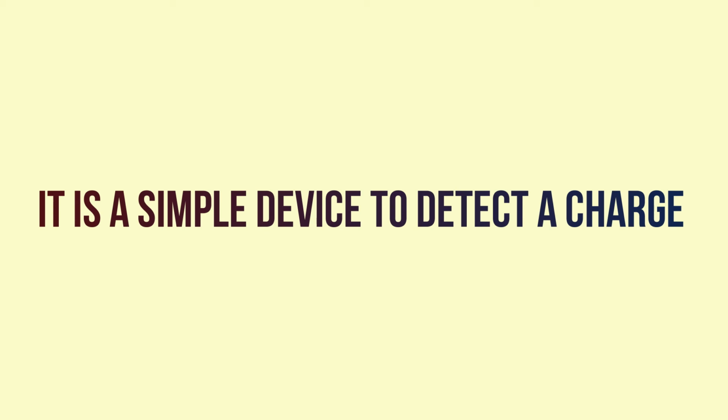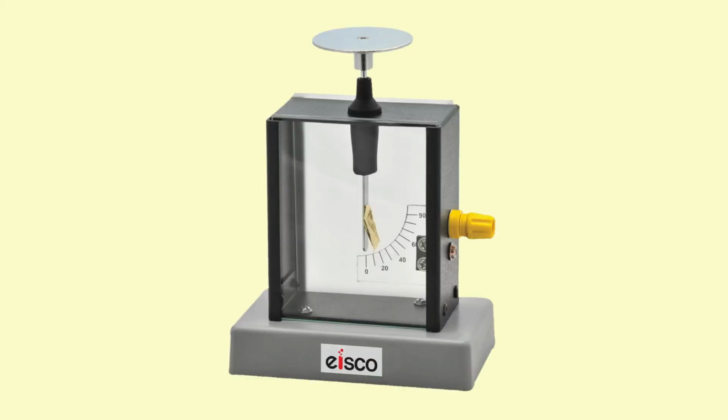Guys, it is a simple device to detect a charge on the body. As you can see from the figure, it consists of a metal rod placed in the box. And this metal rod has 2 thin metal leaves attached to its bottom. In our case, these leaves are made up of gold. When a charged body touches the upper part of the metal rod, then the charge flows through the rod and these leaves will also receive some of the charge.